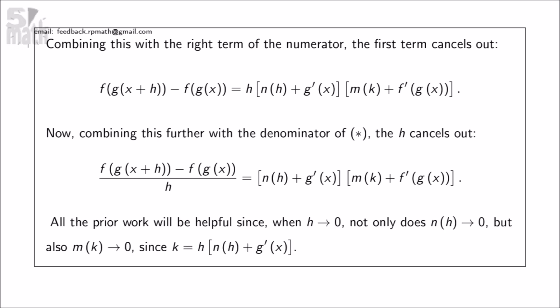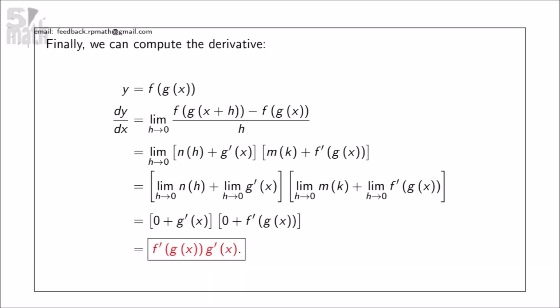All the prior work will be helpful since, when h approaches 0, not only does n of h approach 0, but also m of k approaches 0, since k equals this. Finally, we can compute the derivative.